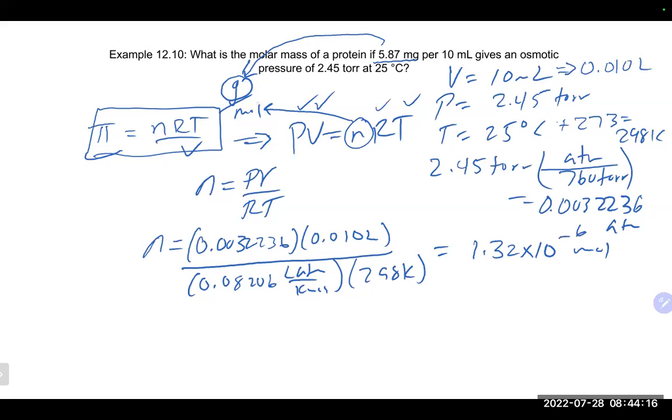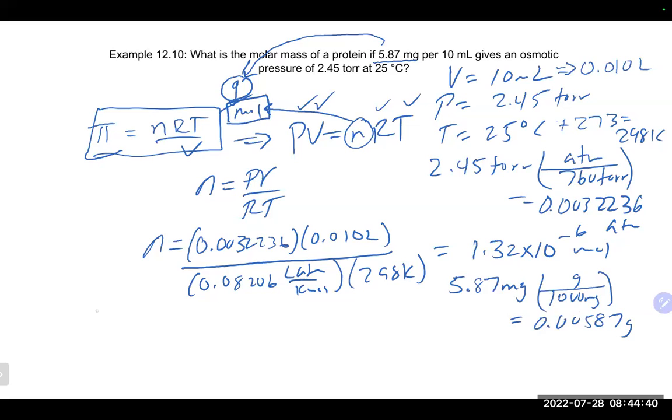So that is obviously the mole part of the molar mass. The grams part, we also do need to do a conversion. So we have 5.87 milligrams, dividing by 1,000 milligrams in a gram. Basically, we'll move over a decimal place there. That gives us 0.00587 grams.